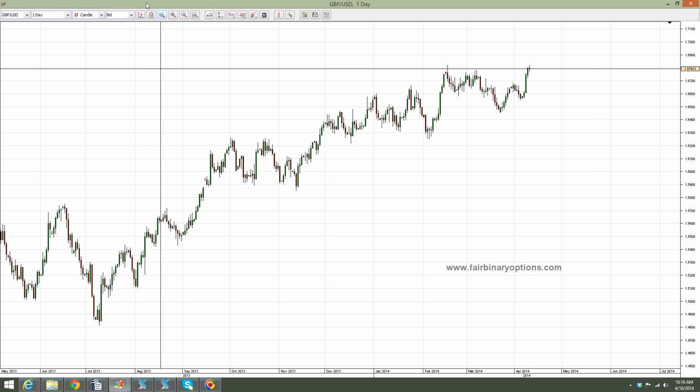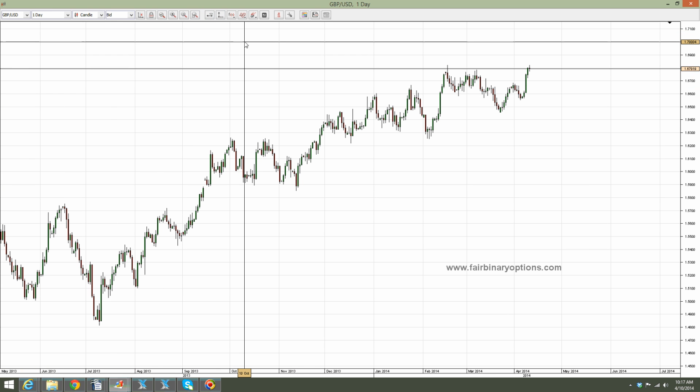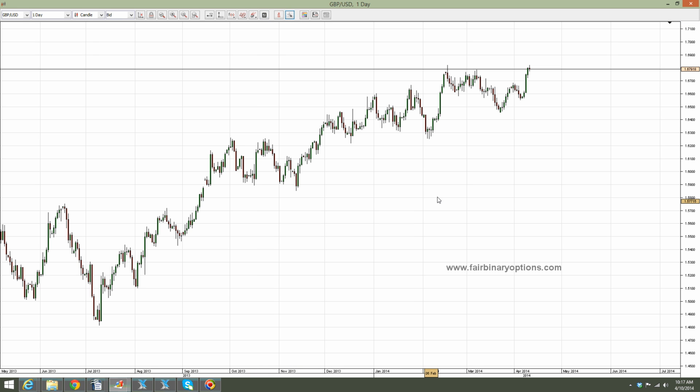This is the daily chart on the Great Britain Pound US dollar, and if you take a trend line from here to here like this, you see that price hesitated. So basically this trend line has been validated by price, every time it has been tested, once here and the second time here as well. So that is a valid trend line.